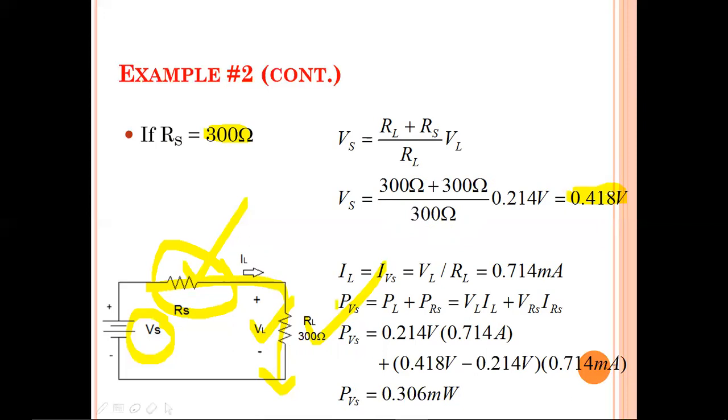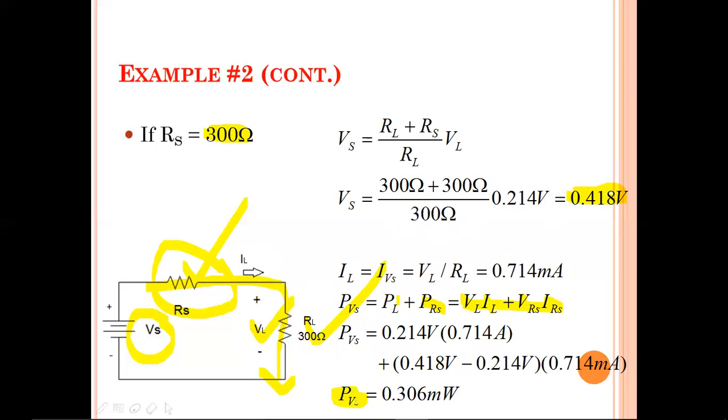Power delivered by the source is equal to the power consumed by the internal resistance plus the power consumed by the load. So the power consumed by the internal resistance, PRS, is equal to the voltage across the internal resistance times the current flowing through the internal resistance, plus the voltage across the load multiplied by the current flowing through the load. If you substitute all the numerical values in this equation, you will get the total power supplied by the source.